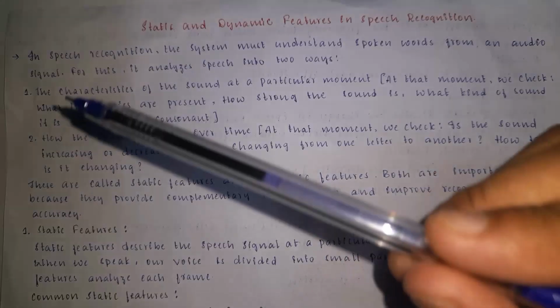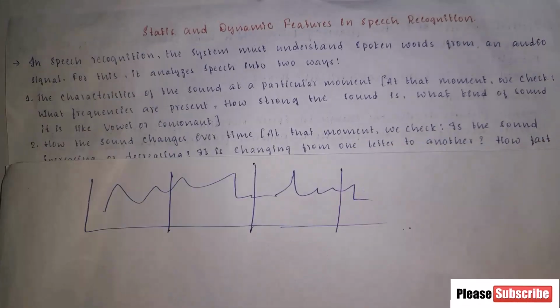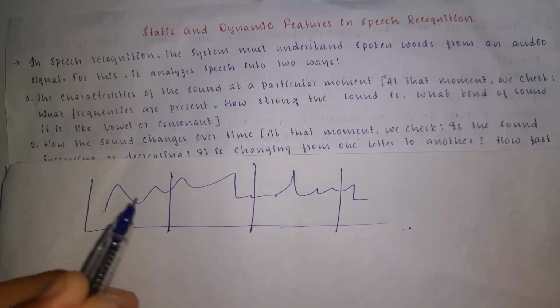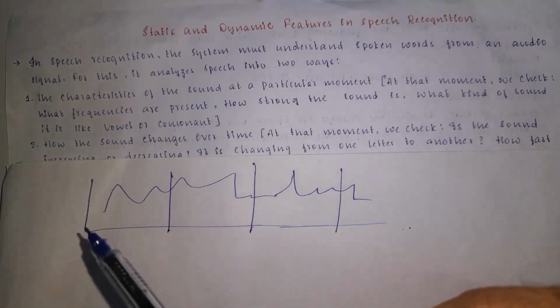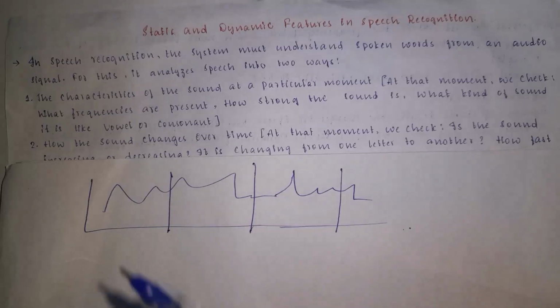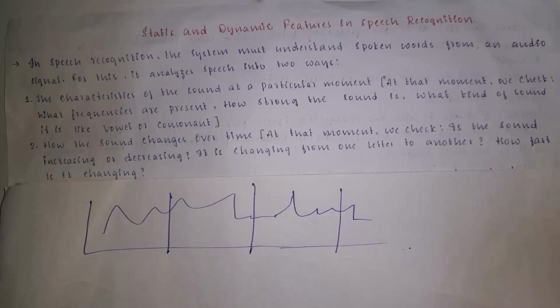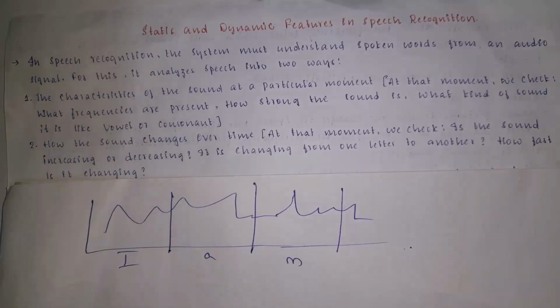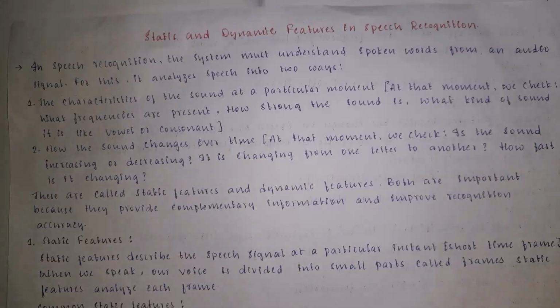Static features will represent characteristics of the sound at a particular moment. At a particular moment, the system will check what frequencies are present in our speech, how strong that frequency is, and what kind of sound is found from that frequency, whether it contains vowels or consonants. Whereas dynamic features will represent changes in sound over time. For example, I will speak, I am Nagendra. How sound is changing over time from I to A to M, whether sound is increasing or decreasing, how it is changing from one letter to another letter, and also how fast it is changing. All these are considered as dynamic features. So static features and dynamic features, both are very important. By using static and dynamic features, the system can recognize speech accurately.